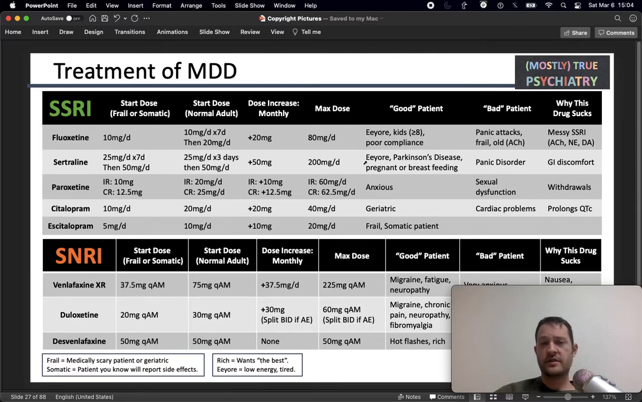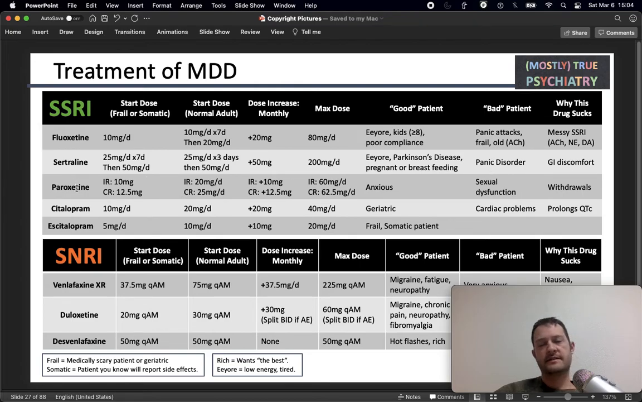Fluoxetine and Sertraline are supposed to be stimulating, so they're both good for Eeyore. There's evidence that probably because of just randomness, but it's particularly good for Parkinson's disease. And actually, Sertraline is basically your go-to first line for pregnant or breastfeeding. So there's very little of it in the breast milk. It's been shown to be, it basically has a good body of evidence. It's safe. Because it's good for Eeyore, it's not good if they're panicky, and it's really bad because of the GI side effect.